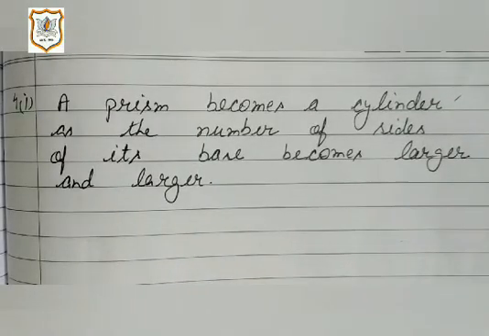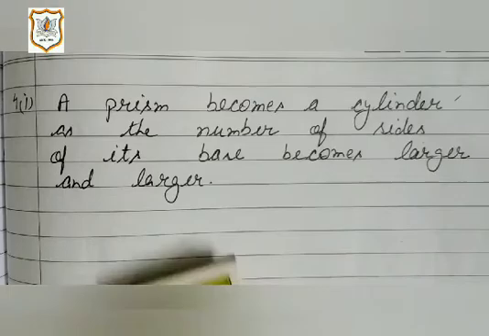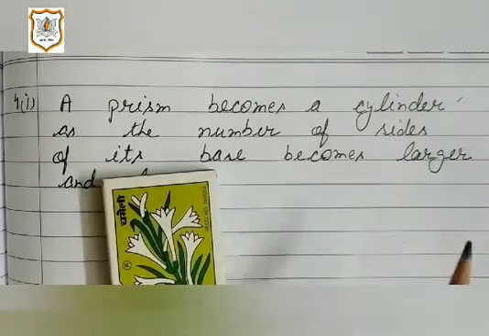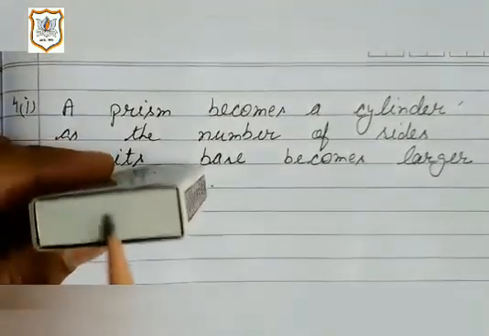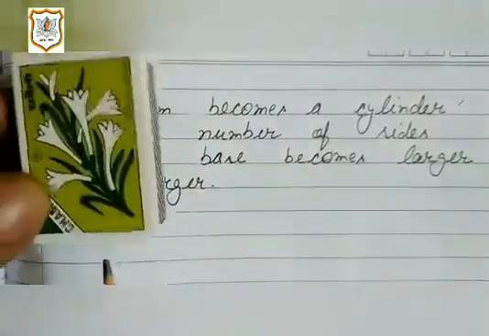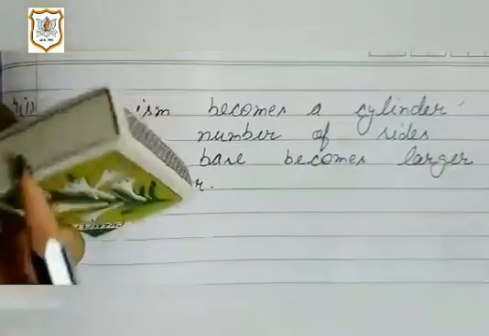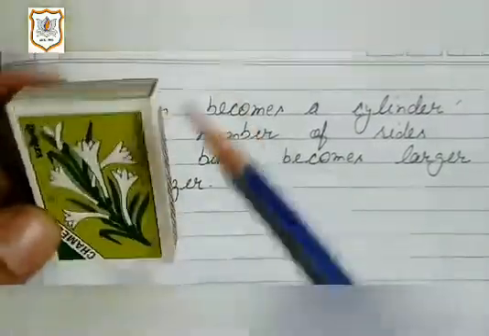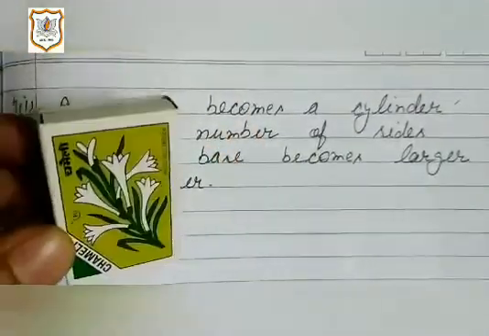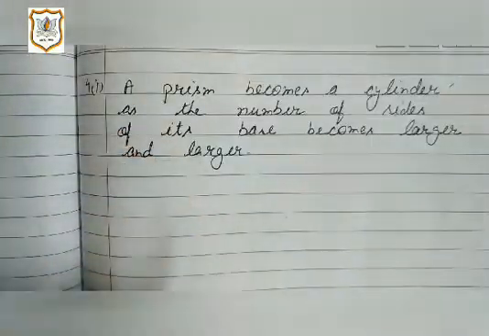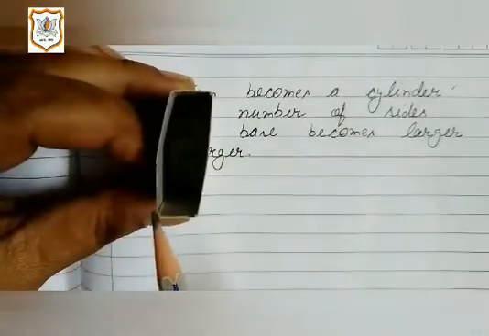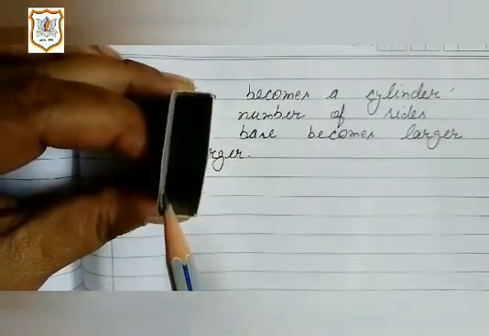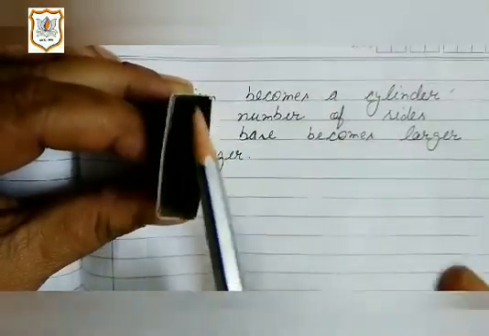Students, I will explain it to you with the help of this matchbox. You can see this is a prism. The top and base of this matchbox are the same. So this is a prism. Students, if I change the number of sides of its base, here the number of sides of its base are 1, 2, 3, 4.